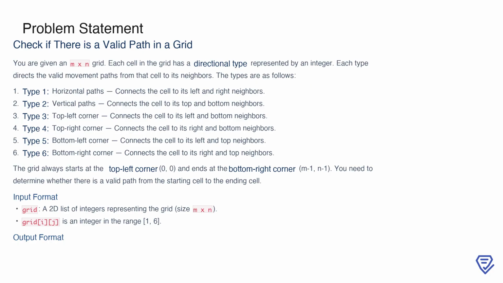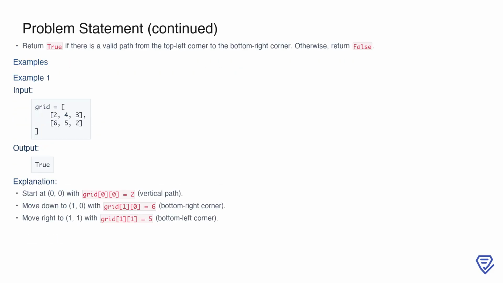The goal is to determine if there is a valid path starting at the top left corner of the grid, at position 0, 0, and ending at the bottom right corner, at position M-1, N-1. The input is a 2D list where each cell contains an integer from 1 to 6, representing its type, and we need to return a boolean indicating whether such a path exists. To solve this, our task is to check if there is a valid sequence of moves that connects the top left corner of the grid to the bottom right corner. If such a path exists, we return true. Otherwise, we return false. Let's look at an example to clarify this.